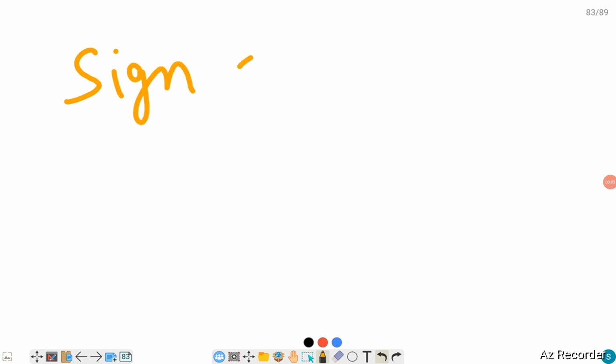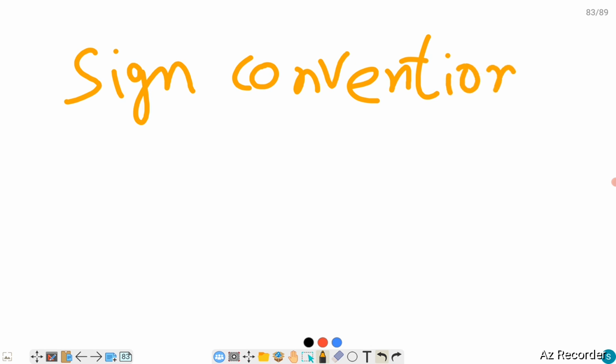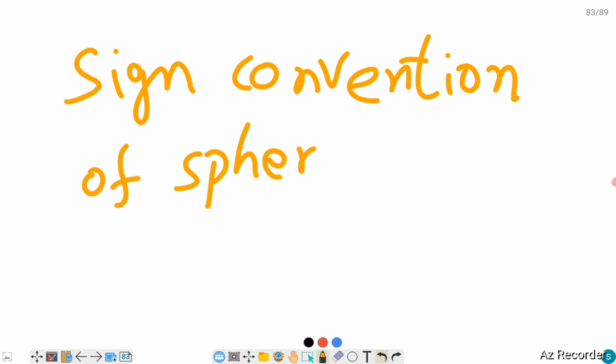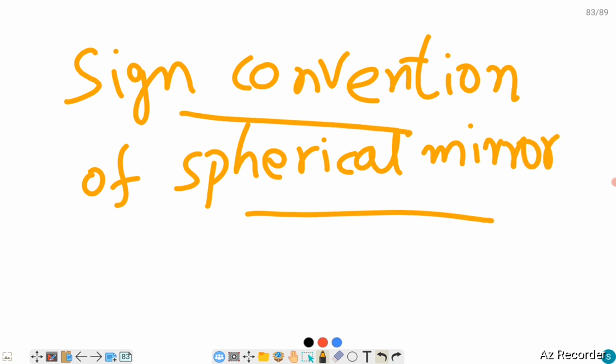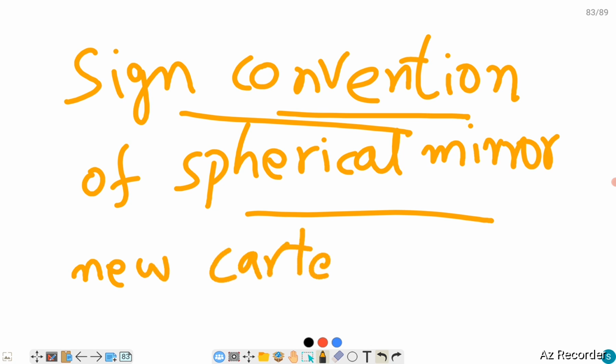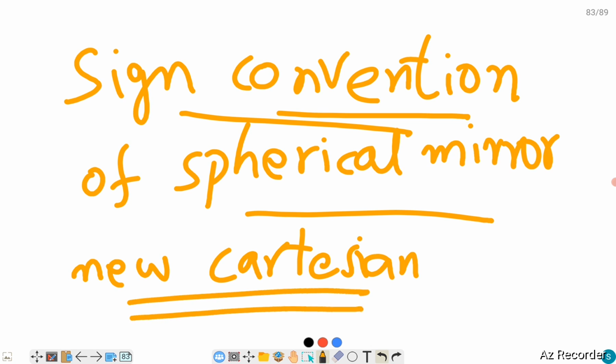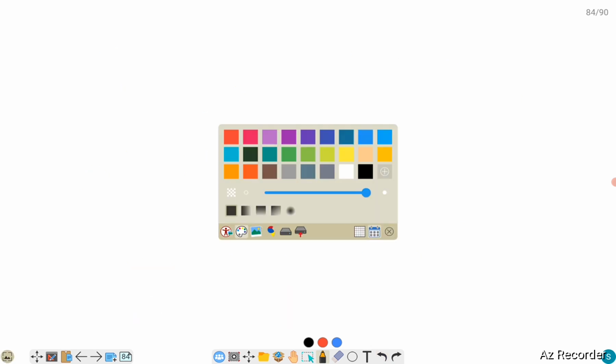Sign convention of spherical mirrors. This sign convention is very important to learn for solving the numericals of spherical mirrors, and it is very easy. The sign convention is called the new Cartesian sign convention, and this is our graph. Okay, we'll see how it is.